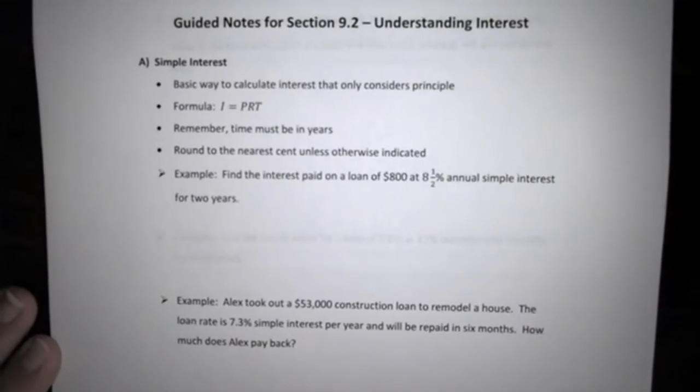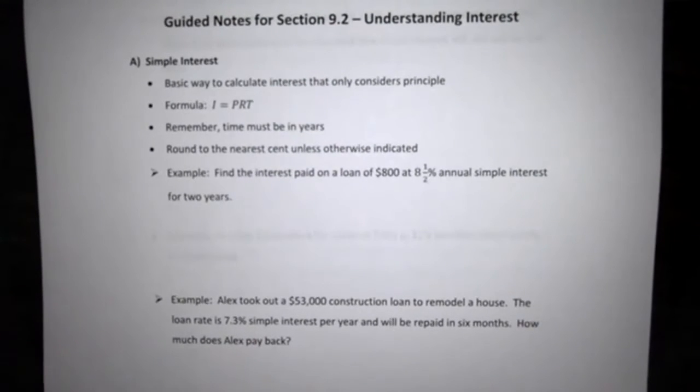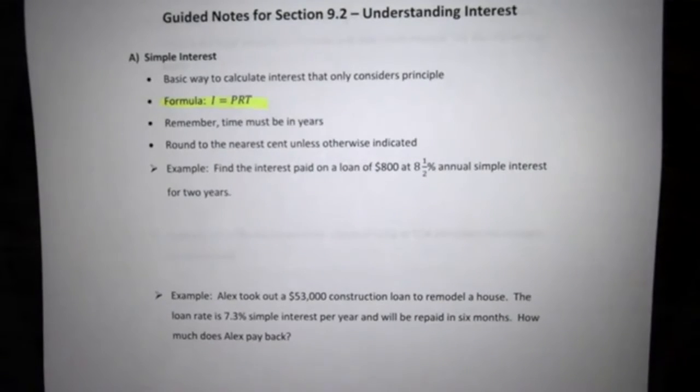Alright, here are some of the guided notes for section 9.2. So again, the first thing we're going to look at is simple interest. You want to remember the formula that you have, which is this formula right here, where I equals PRT. So that is going to be your simple interest formula. So let's look at an example.